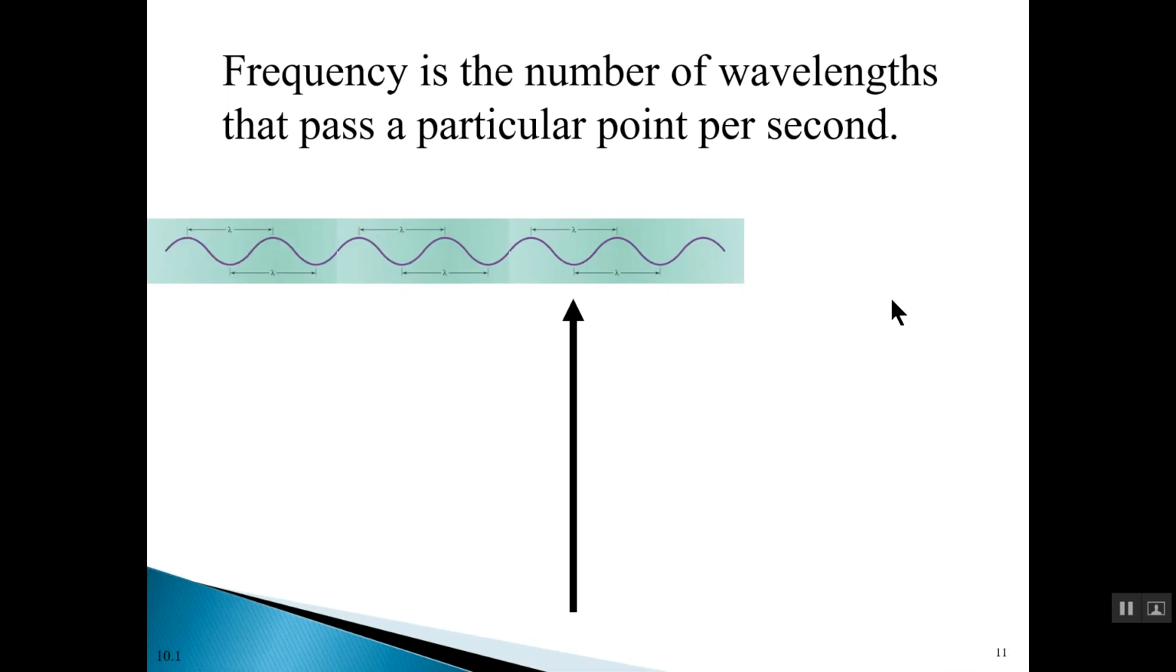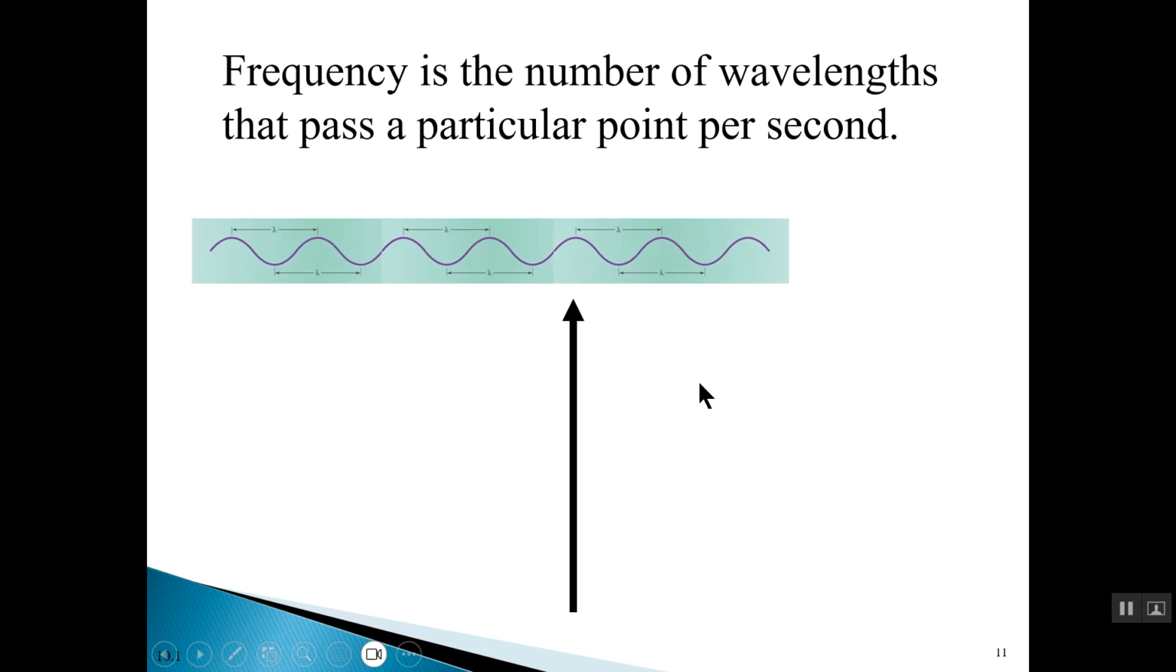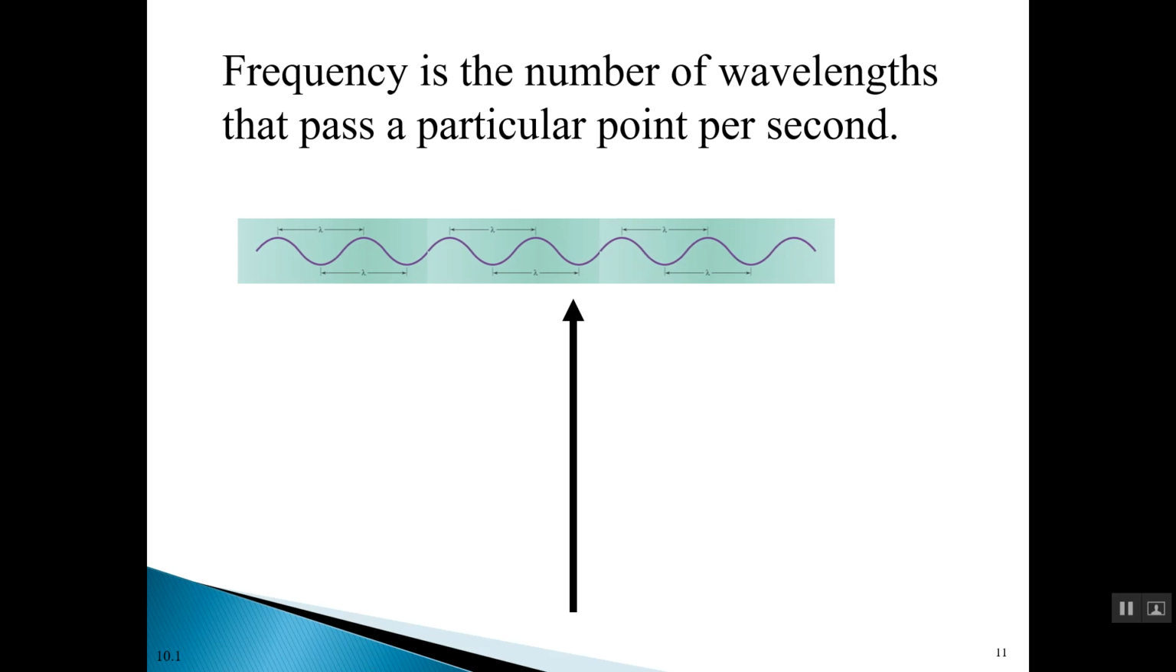And let's define what that is. The frequency of any particular waveform is the number of wavelengths that pass a particular point per second. So if you concentrate on this waveform moving, and let's say you focus on one point right here, and you count the number of wavelengths that pass that particular point per second, then that would be the frequency. So that's basically what the frequency is.